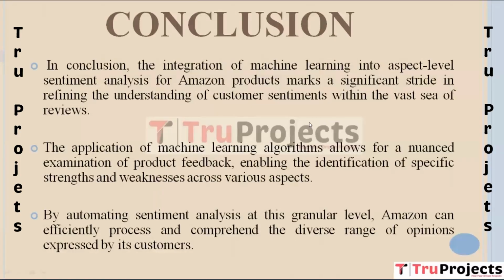So now coming back to the conclusion part. To sum up, the incorporation of machine learning into aspect level sentiment analysis for Amazon products represents a substantial advancement in enhancing our grasp of customer sentiments within the extensive pool of reviews. Utilizing machine learning algorithms facilitates a detailed scrutiny of product feedback, enabling the pinpointing of particular strengths and weaknesses across diverse aspects. This automation of sentiment analysis at a granular level empowers Amazon to effectively navigate and understand the varied opinions expressed by its customers. So here we have completed our project.